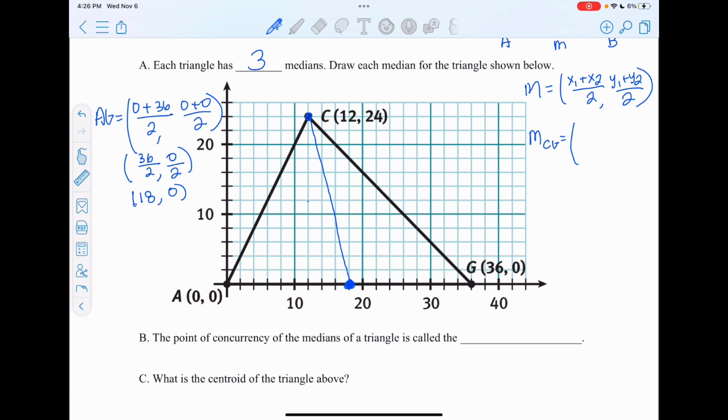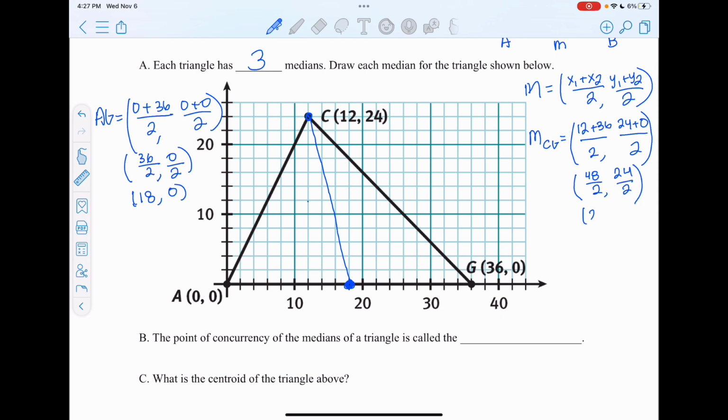So the x of C is 12, plus the x of G is 36, and divide by 2. And now we're going to add the y's. The y of C is 24, plus the y of G is 0. We're going to divide by 2. 12 plus 36 is 48. And 24 plus 0 is 24.